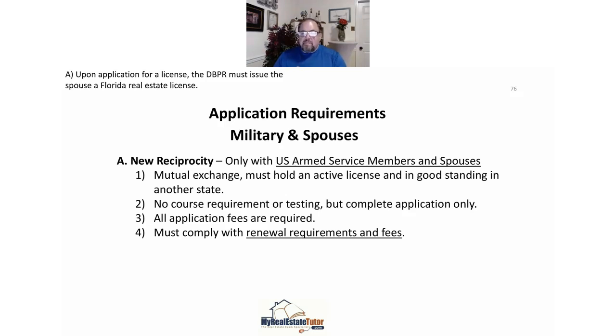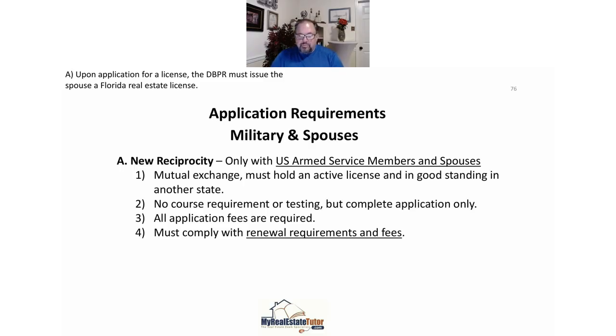Okay. And again, they fall under the compliance, but all they have to do is apply. Complete the application only. No school, no Pearson VUE test, no exit exam, no course exam. They just have to apply. But all fees apply. And when they go for renewal, they have to meet those needs too.